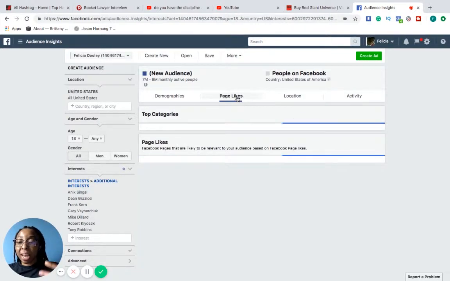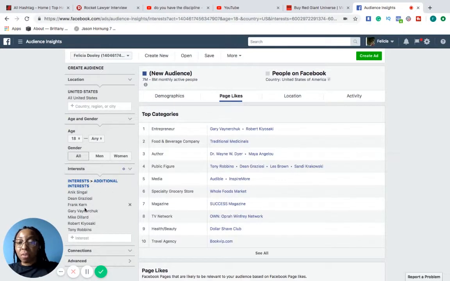Let's say if I just erase all these guys and I just had one person, I can actually find out more about who this audience is, what kind of content they consume, what kind of authors, what kind of people. Maybe I'm missing somebody. So I got Robert, I got Gary V, but I didn't get Wayne Dyer. I don't know how Maya Angelou fits into it, but I know Wayne Dyer was a great motivational speaker.